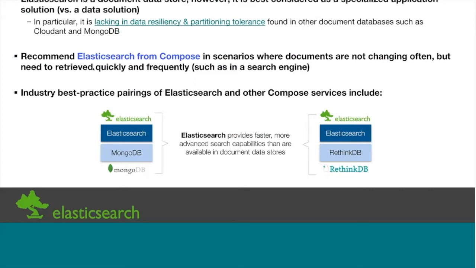If you're using Elasticsearch, we do recommend customers have another database that has the canonical data in it. So with Elasticsearch, we see it paired a lot of the times with MongoDB, Rethink, Postgres. We see Elasticsearch used if you need more advanced search capabilities.